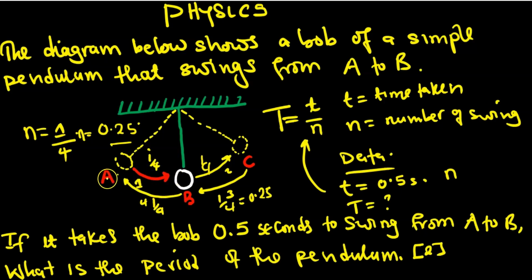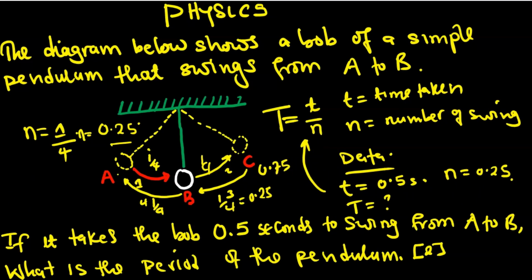If it moved from A to C, you add 0.25 and 0.25, which gives us a half, so your N would be half. If it moves back to B, you add 0.25 plus 0.25 plus 0.25, which gives you 0.75. And if you add the last 0.25 here, it is going to give you finally 1. So therefore, our N is 0.25, and we can now calculate the period of the pendulum.